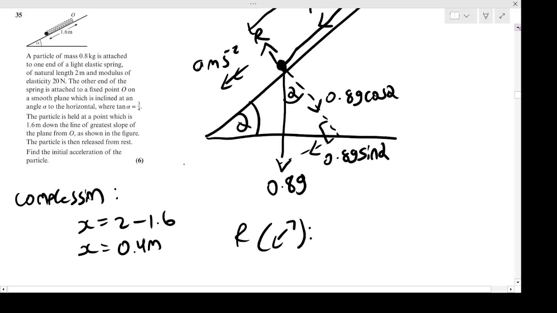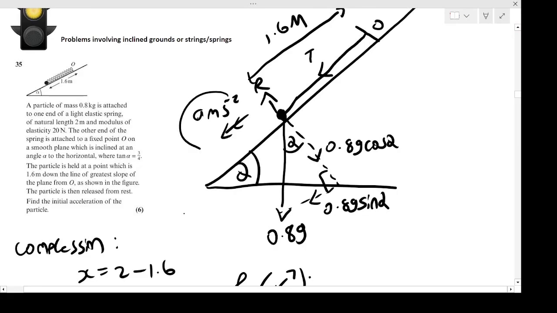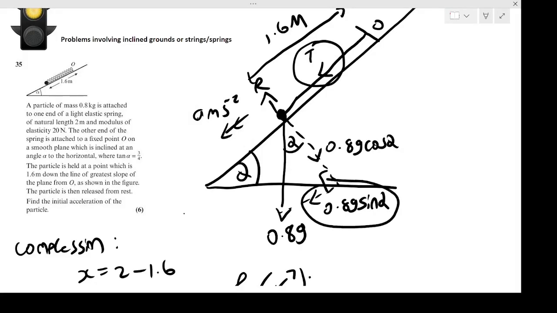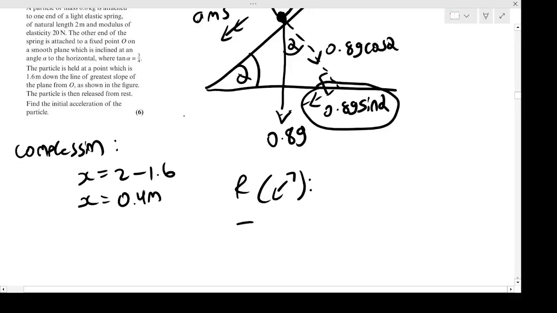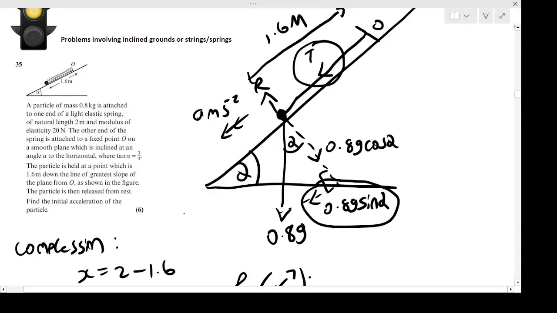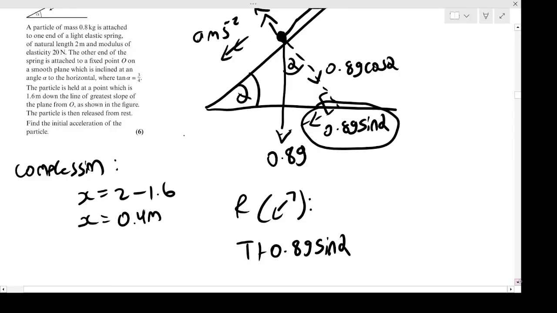If the acceleration's downward, let's have a look at the downward forces. Firstly, we've got my force T, but also this weight component 0.8 g sine alpha. So T plus 0.8 g sine alpha, and there are no forces acting upwards, so that equals ma, which is the mass 0.8 times acceleration a. Hopefully happy with that.